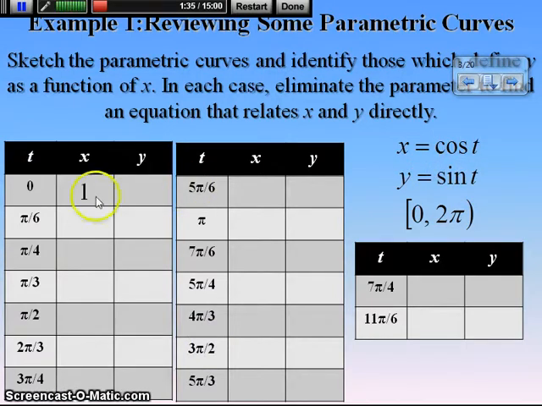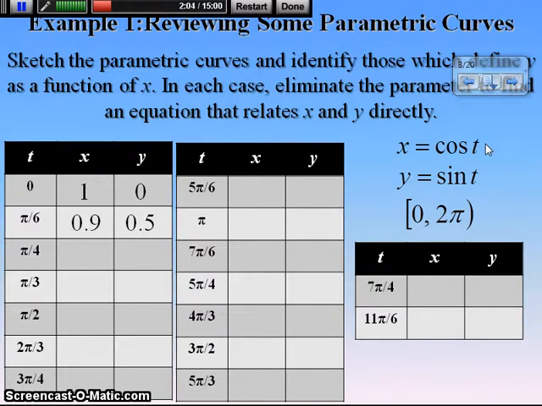Now, to get each x value, like x is 1 here, I take the t value 0 and plug it in for t right here. Cosine of 0 is 1. To get the y values, I take that same t value and plug it in here. Sine of 0 is 0. And we continue on. Cosine of pi over 6 is radical 3 over 2, which is approximately 0.9. Sine of pi over 6 from the unit circle is 1/2.